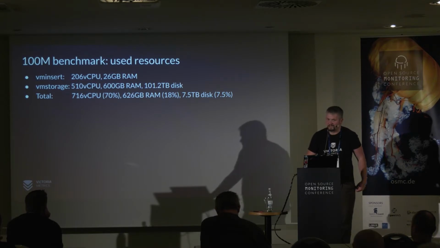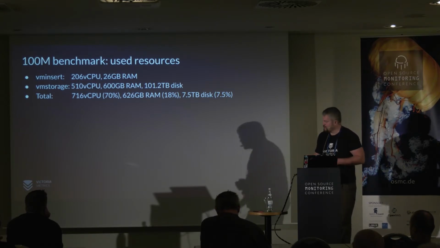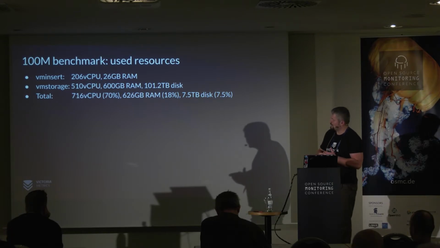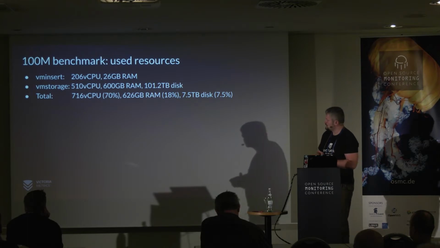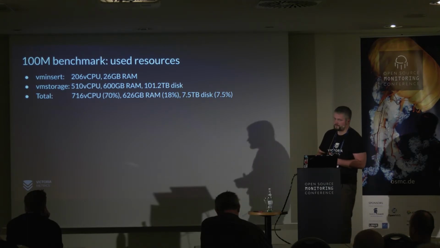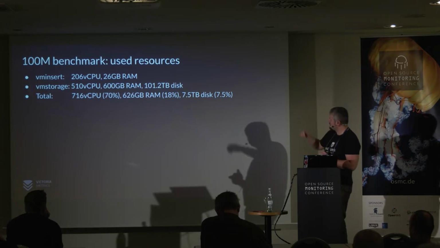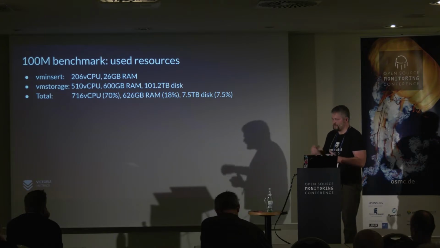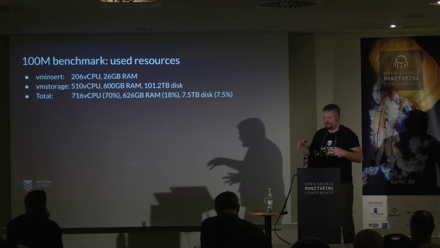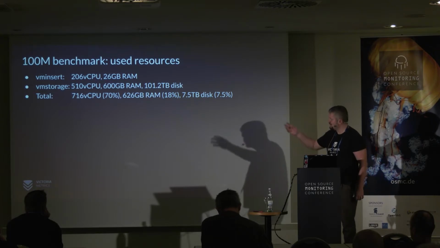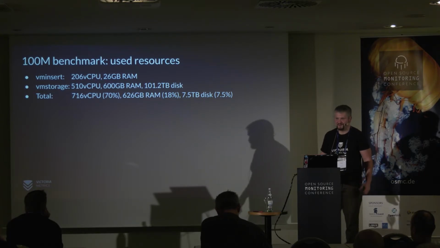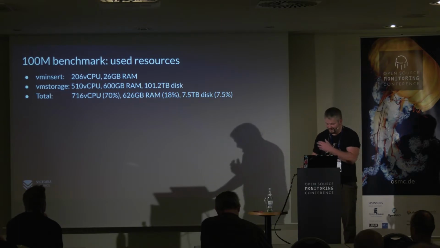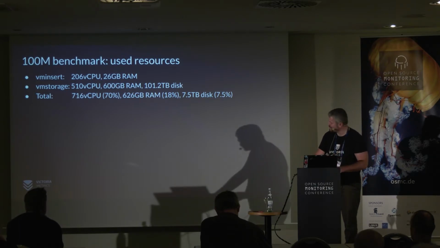If we compare the allocated resources to the actual used resources, you can see that the benchmark was using around 70% of allocated CPU, around 18% of allocated memory, and around 7.5% of allocated disk space. This means that there is a pretty big amount of memory and disk for running a bigger workload on this allocated resource. I'm not talking about CPU.